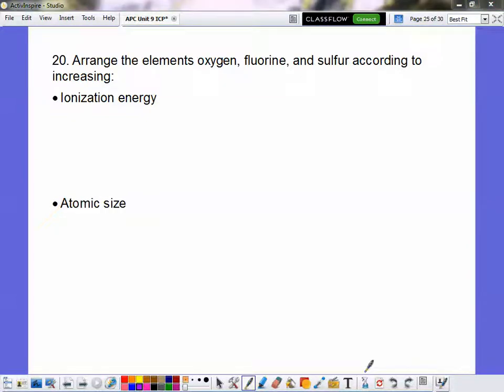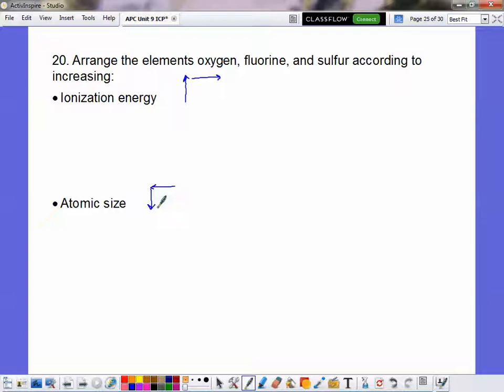All right, so you've had time to go over this. So ionization energy, what's the overall trend for ionization energy? Up and to the right. And then for atomic size, what's our overall trend? Or to the left and down, however you want to say it. All right, oxygen, fluorine, and sulfur. Oxygen and sulfur are in group 16. Fluorine is in group 17. So we are not dealing with the weird exceptions within ionization energy, because we're not comparing a 15, 16, and 17. We're comparing two 16s and a 17.